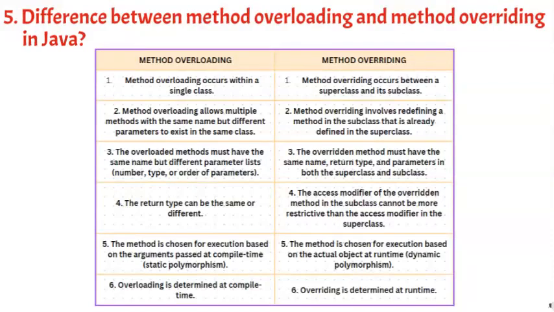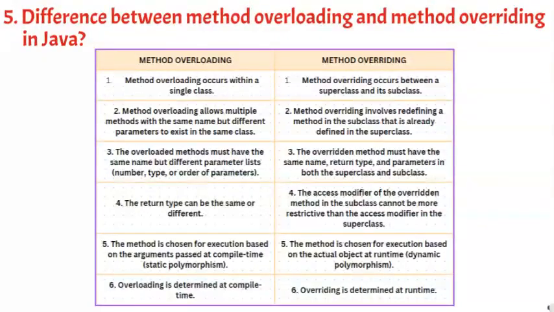The overloaded methods must have the same name but different parameter lists, number, type, or order of parameters. The overridden method must have the same name, return type, and parameters in both the superclass and subclass. The return type can be the same or different. The access modifier of the overridden method in the subclass cannot be more restrictive than the access modifier in the superclass. The method is chosen for execution based on the arguments passed at compile time: static polymorphism.